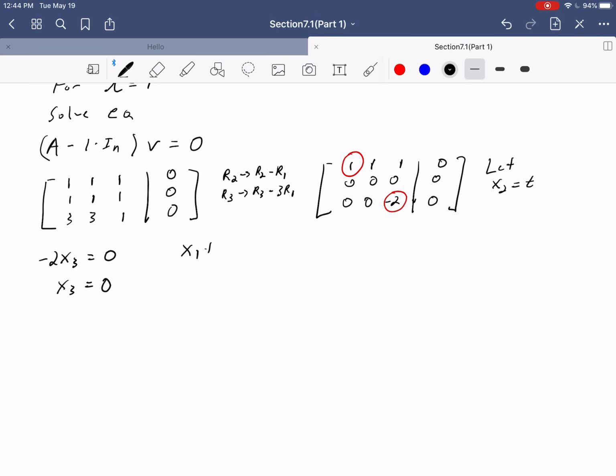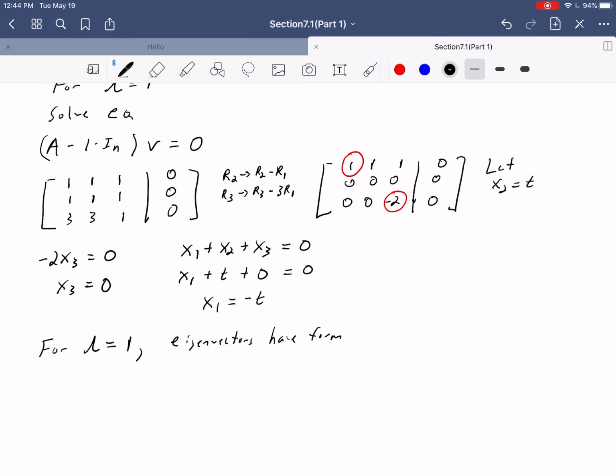And then the other equation, x1 plus x2 plus x3 needs to be 0. So we would get x1 plus t plus 0 equals 0, and x1 needs to be equal to negative t. So for lambda equals 1, eigenvectors have the form negative t, t, 0. In section 7.2, again, we would talk about the eigenspace for lambda equals 1 having dimension 1, because again, this had one free parameter for the eigenvectors.